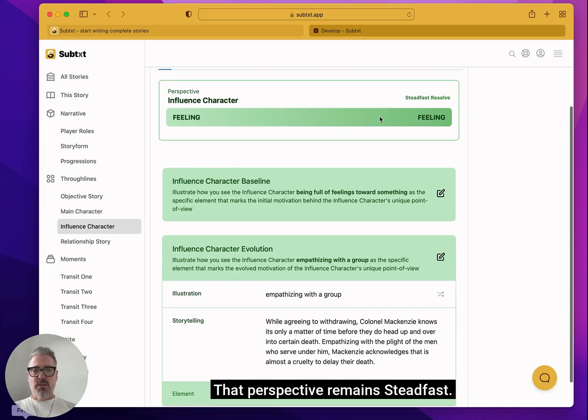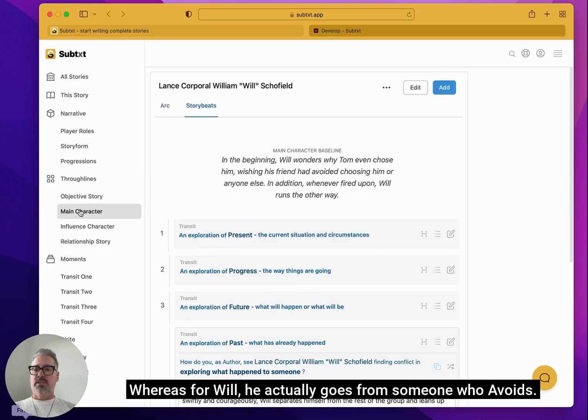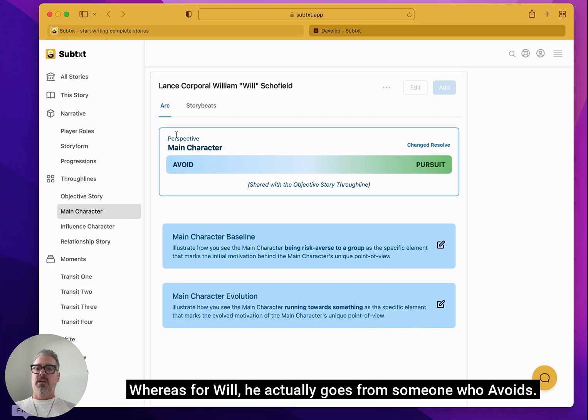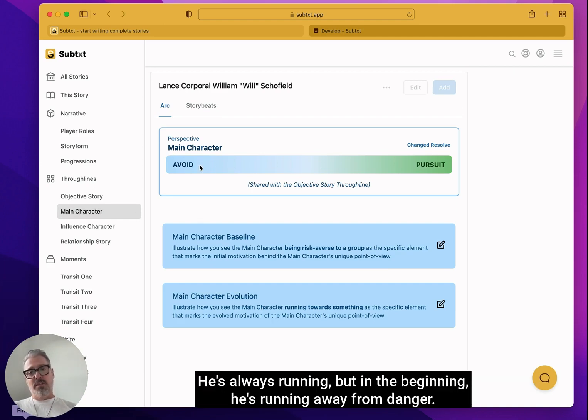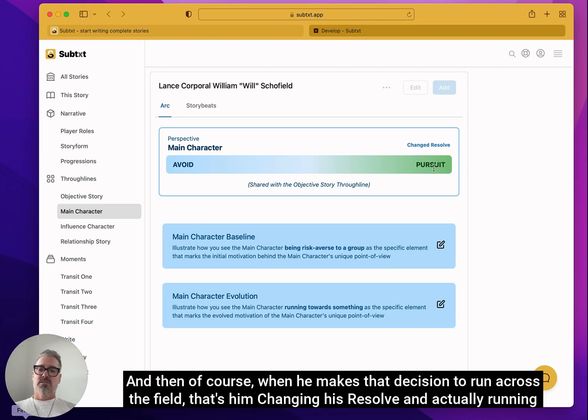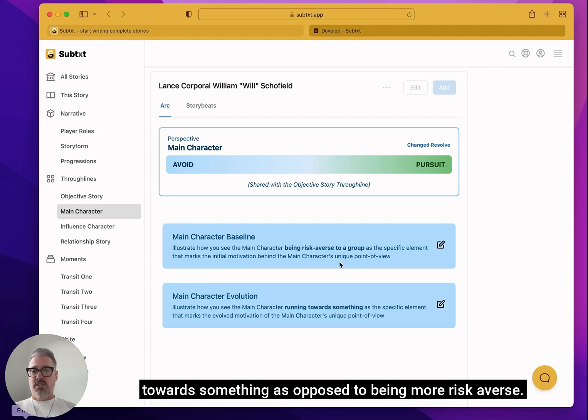That perspective remains steadfast. Whereas for Will, he actually goes from someone who avoids, he's always running, but in the beginning, he's running away from danger. And then, of course, when he makes that decision to run across the field, that's him changing his resolve and actually running towards something as opposed to being more risk averse. That's how you get his character arc.